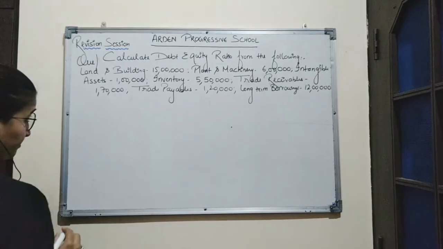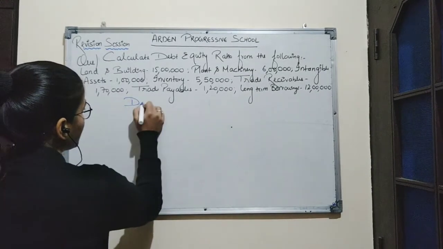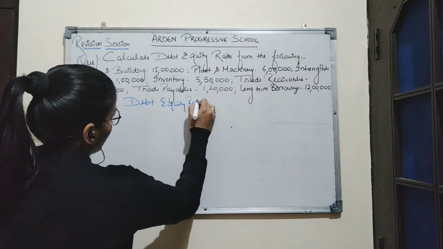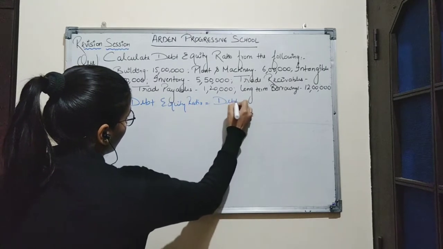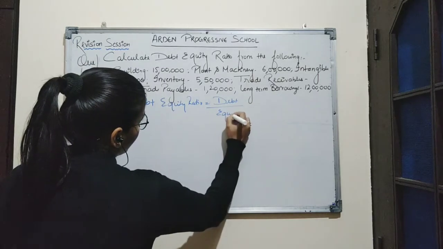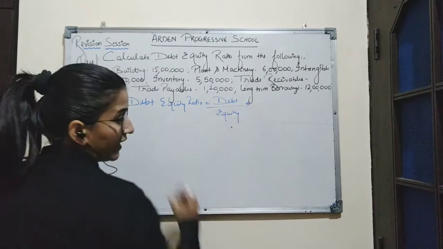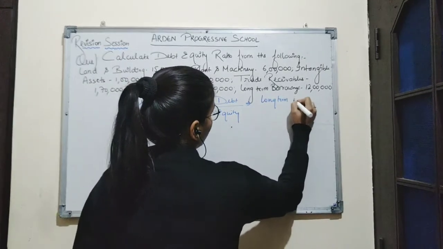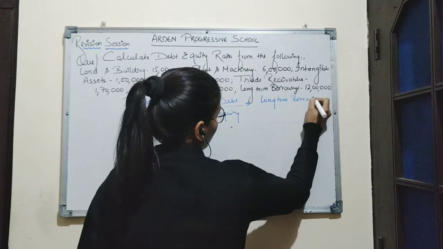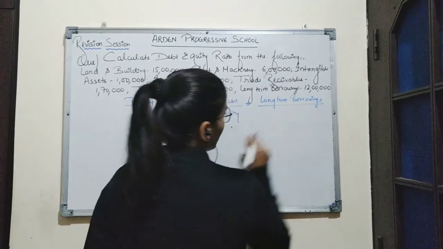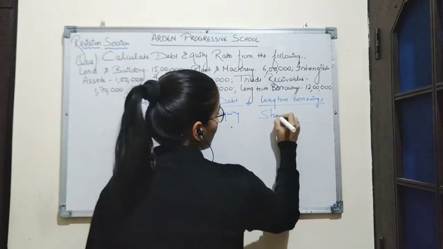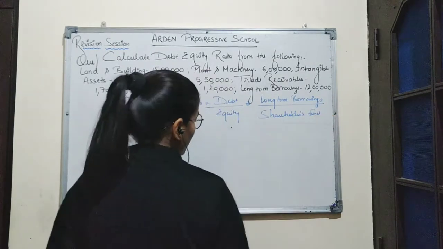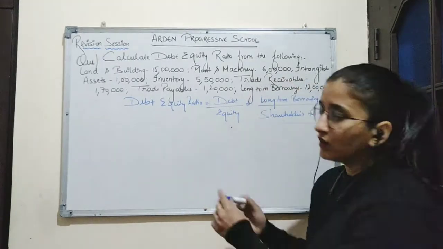So as we know, the formula for debt equity ratio is debt over equity, where debt is considered as long-term borrowings and equity is considered as shareholders' fund. So based on this formula, we'll solve the question.